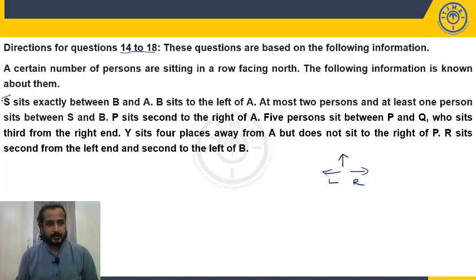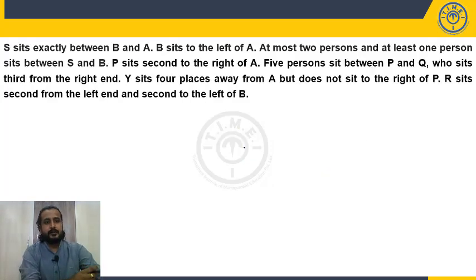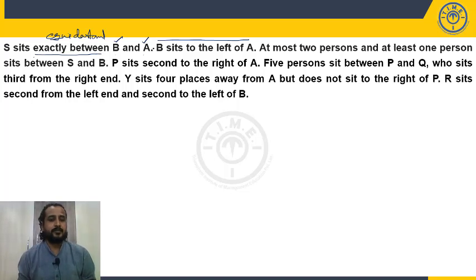Let's take this information in the next slide and try to complete it. Now, S sits exactly between B and A. What do you mean by exactly between? Exactly between means equidistant. So S is equidistant from both B and A. But we don't know whether B is to the left of A or A is to the left of B. But in the immediate next clue, what is given? B sits to the left of A.